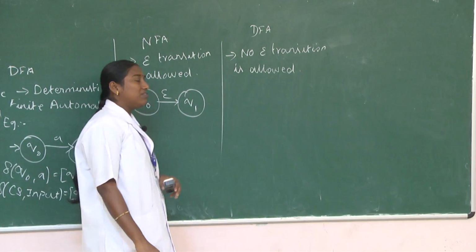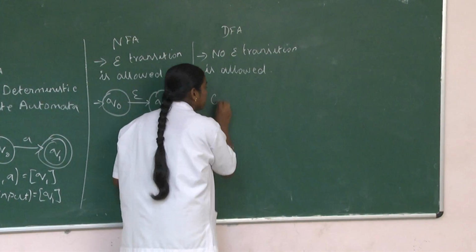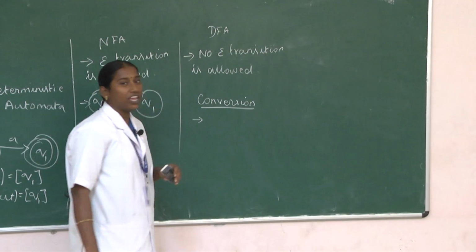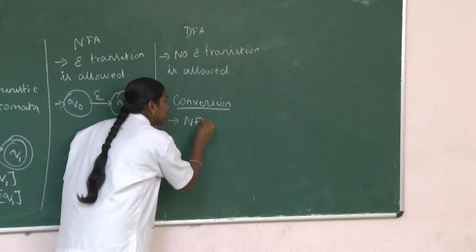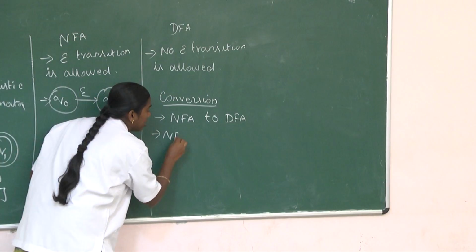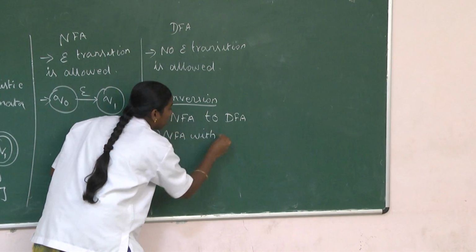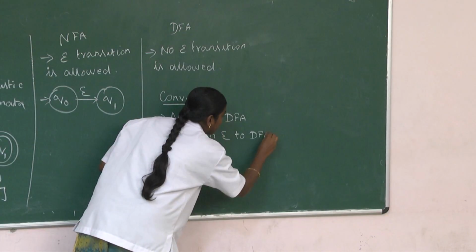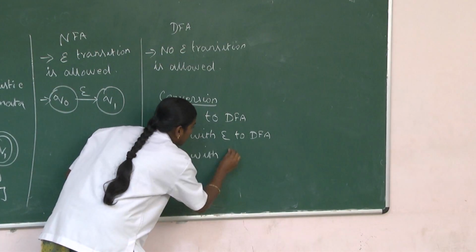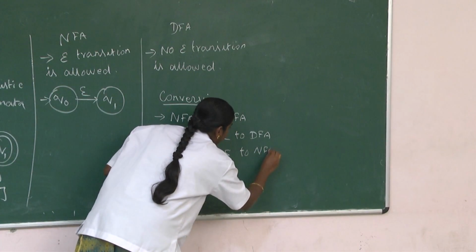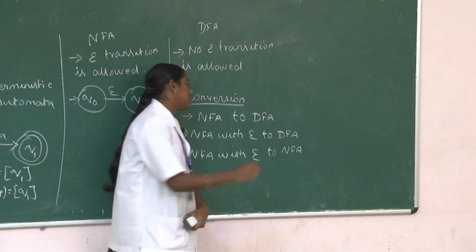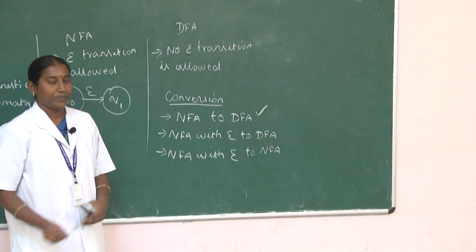Now we see the conversion can be done in three ways. The first conversion is we can convert NFA to DFA. We can convert NFA with epsilon to DFA. Another one is NFA with epsilon to NFA. So among these three conversions, today I am going to discuss only the first conversion, that is NFA to DFA.